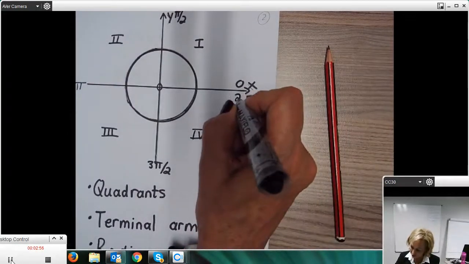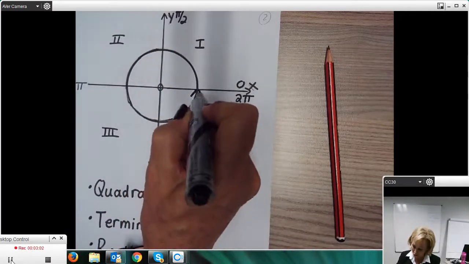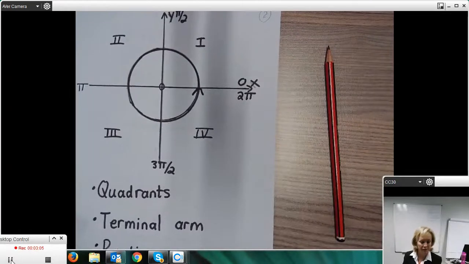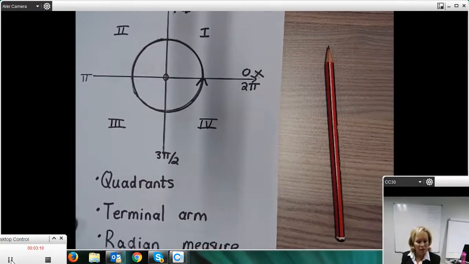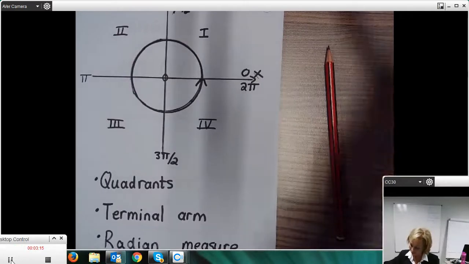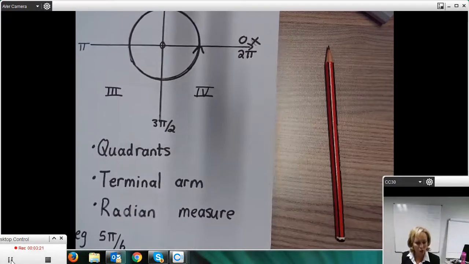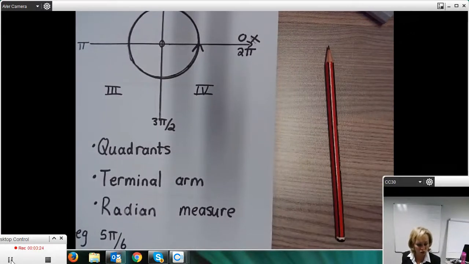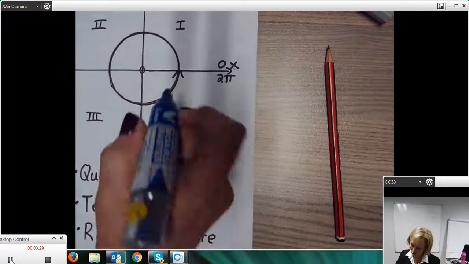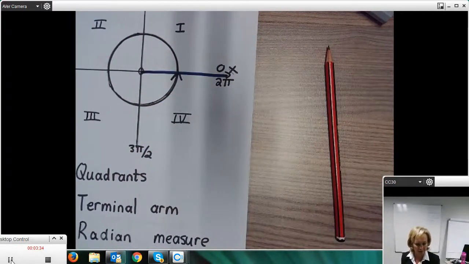So 0 and 2 pi radians share the same terminal arm, and of course after 2 pi radians or 360 degrees we have completed a full revolution. So we speak about the terminal arm of an angle. So that will be the angle. I've chosen 5 pi by 6 to show you where this angle lies, in which quadrant, and where its terminal arm is situated. Right, so the initial arm is always the arm OX on the positive x-axis.